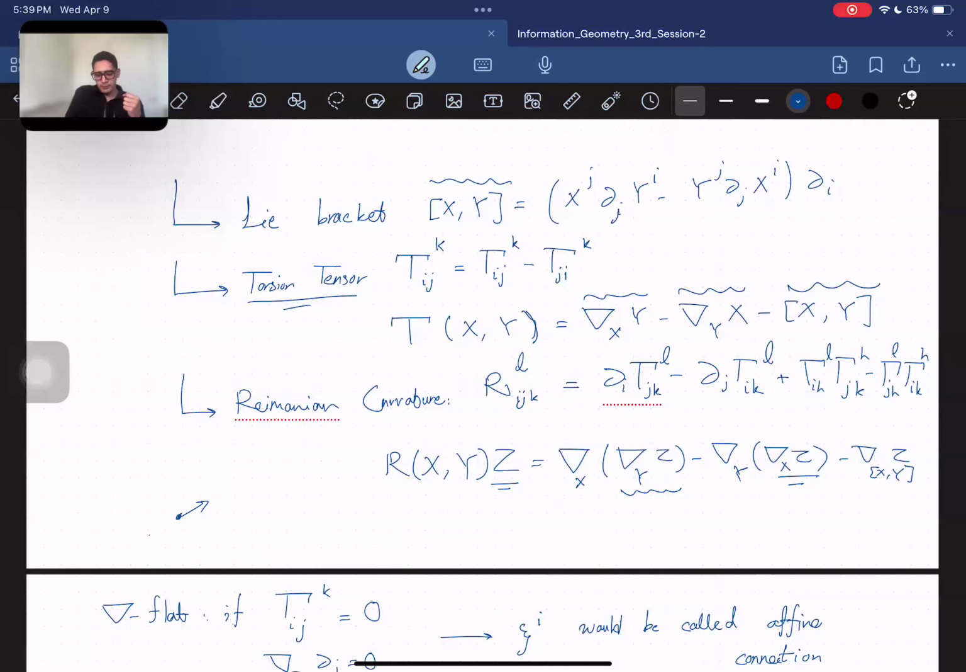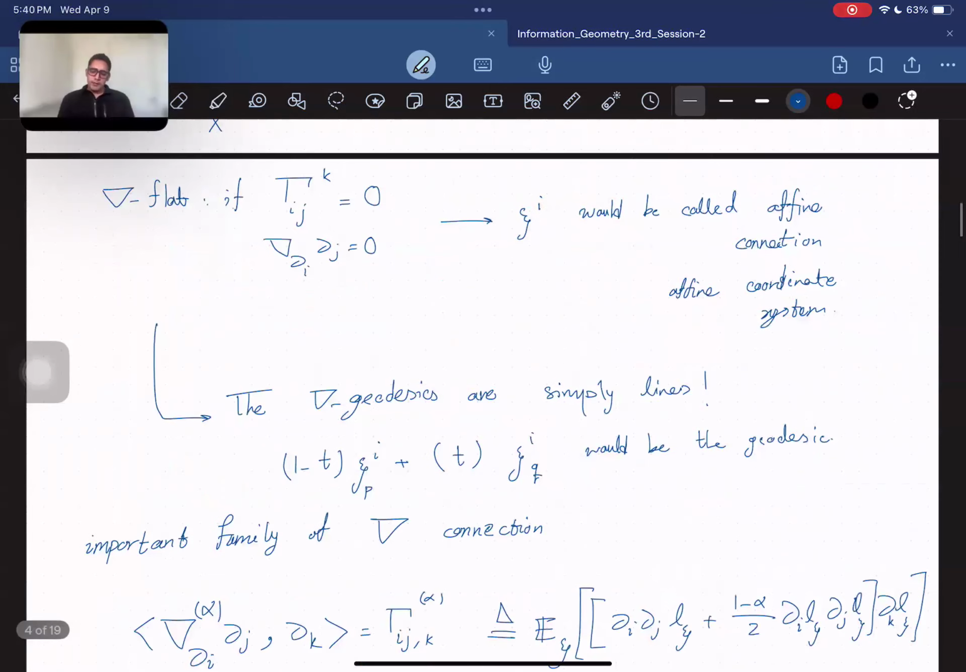What happens to it if we first go with X, then Y, or if we go with the Lie bracket of the two vectors. So in this way, we are talking about the local geometry, which we called the curvature. Okay.